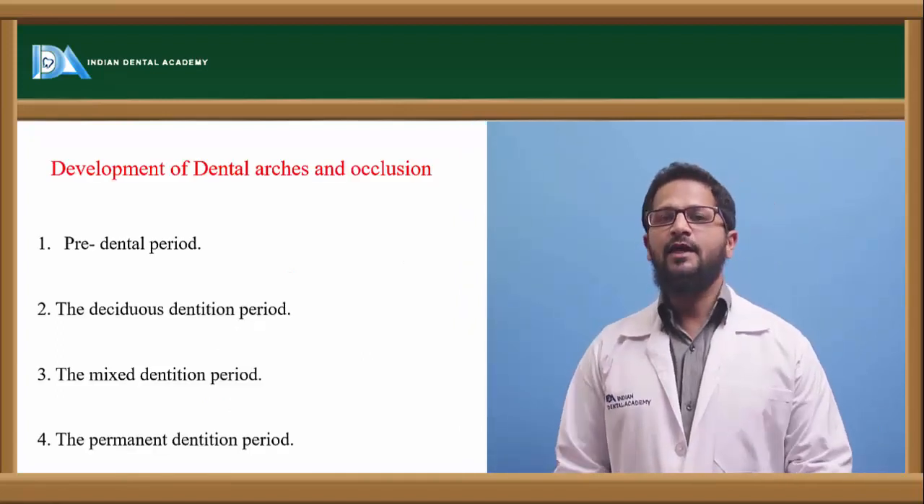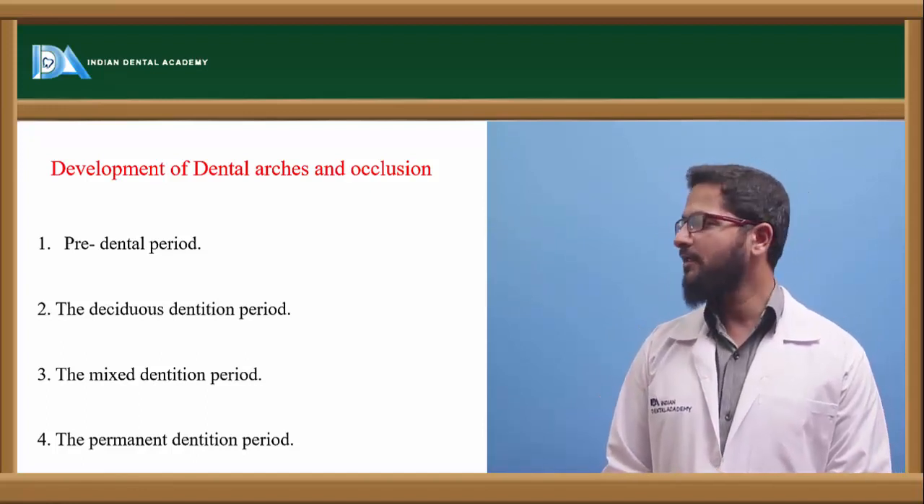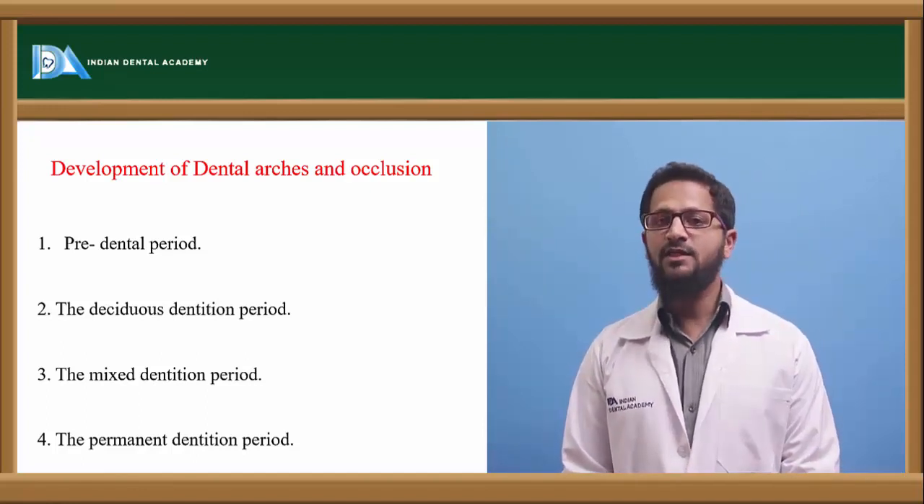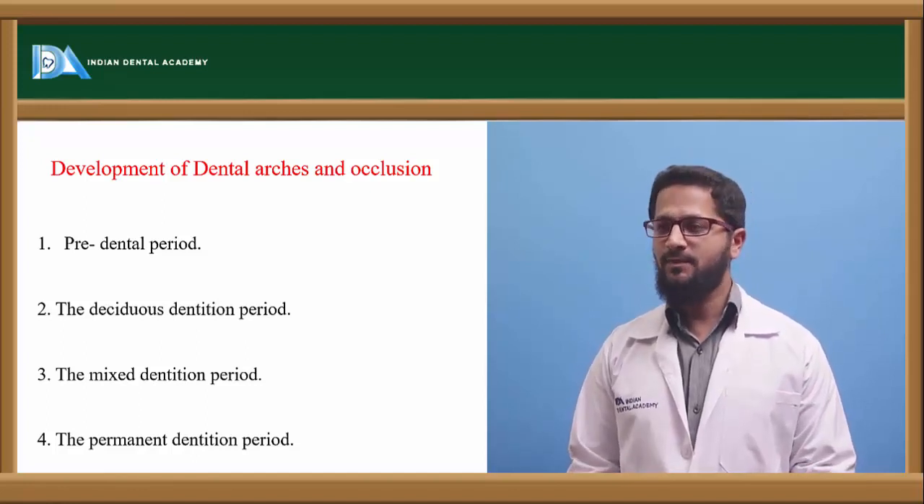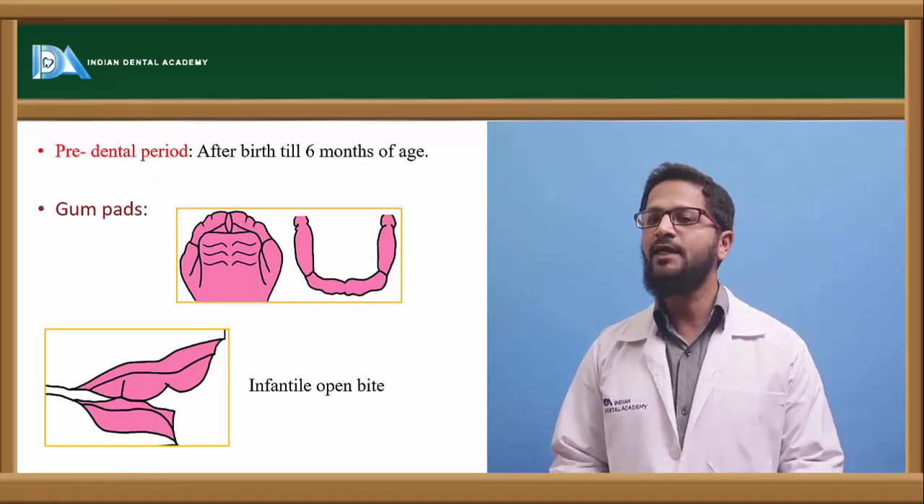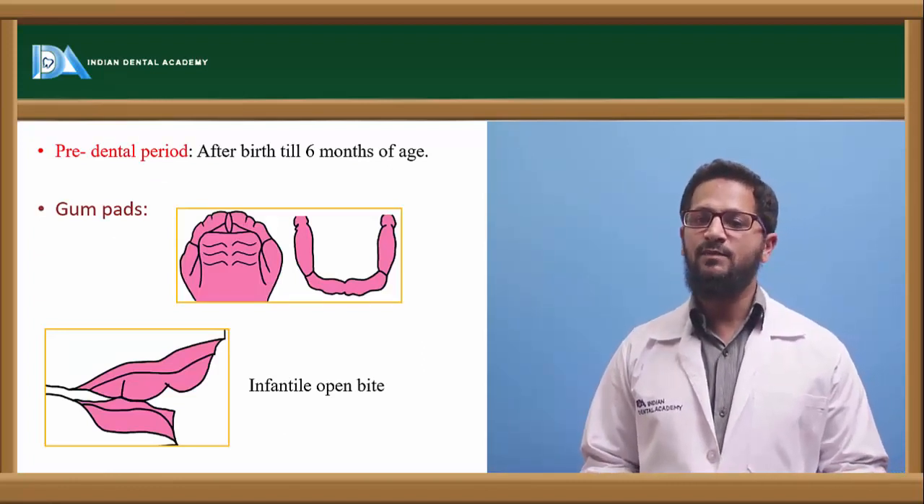The development of dental arches and occlusion is divided into the following periods: pre-dental period, deciduous dentition period, mixed dentition period, and permanent dentition period. We'll be dealing in detail with each of these periods now. First, coming to the pre-dental period. The pre-dental period begins from birth and continues till 6 months of age.